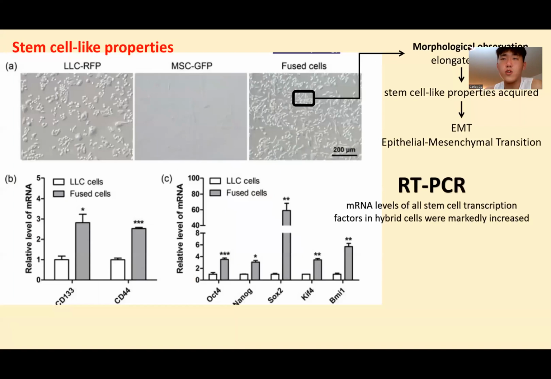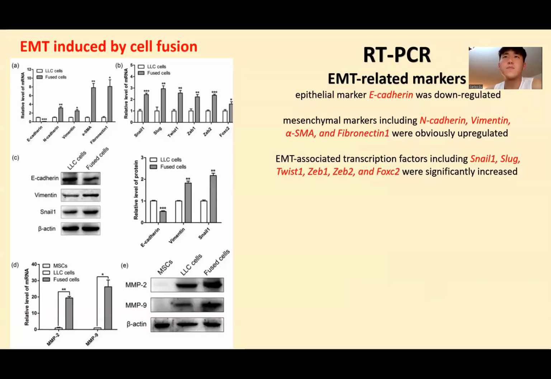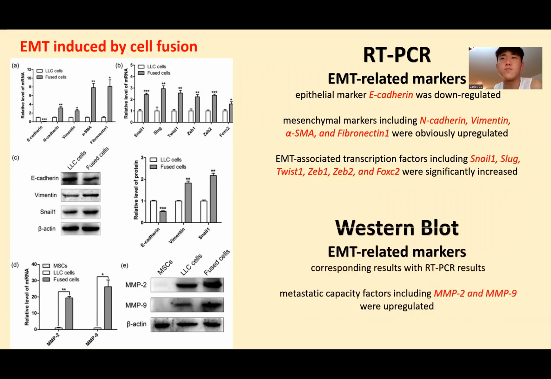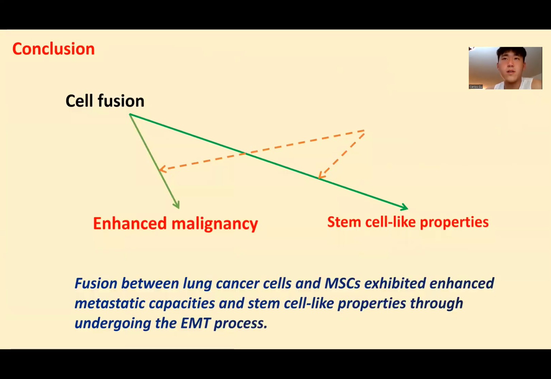With RT-PCR, we prove that the proteins in the signaling pathway are significantly more translated. We also do further RT-PCR and Western blot to prove that the EMT-related marker proteins are translated higher and higher. So basically, we have a conclusion. Cell fusion will enhance malignancy and give stem cell-like properties. All the markers related to EMT also have a higher translation rate. Therefore, the EMT process is initiated.